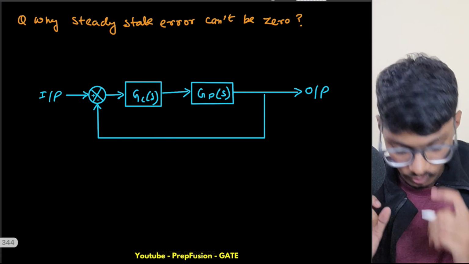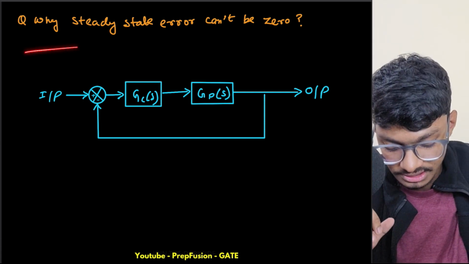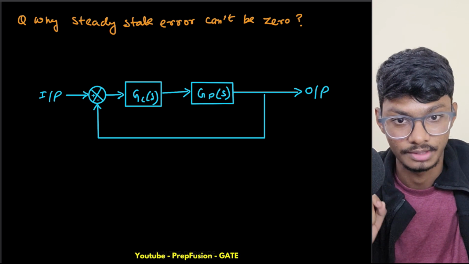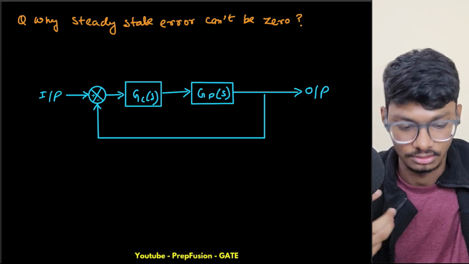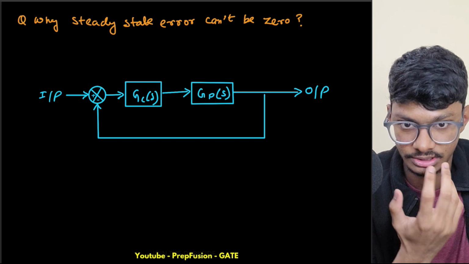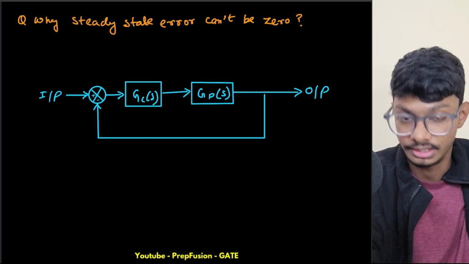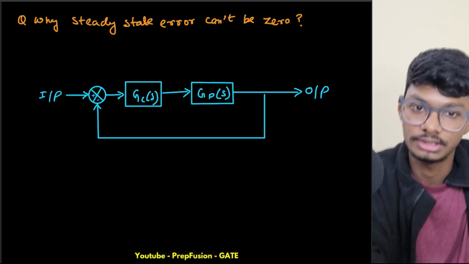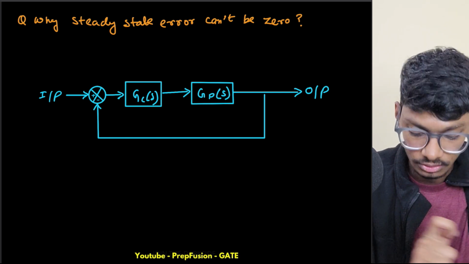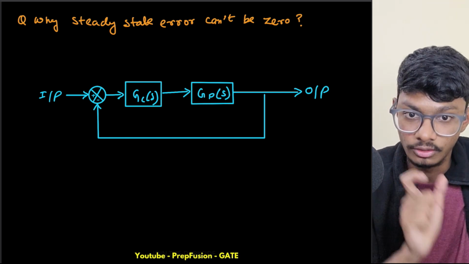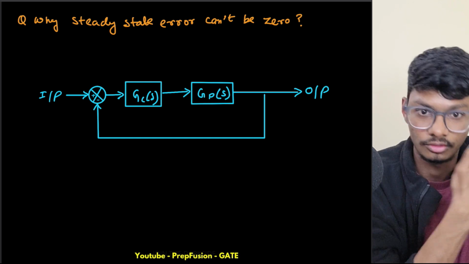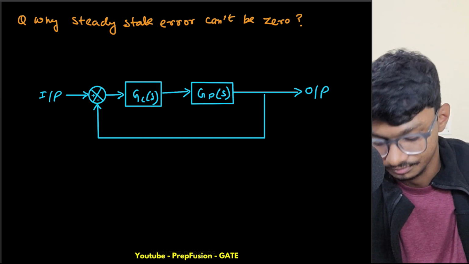Okay, now we'll understand why the steady state error can't be zero with a proportional controller. I haven't told you anything about the steady state error, but I'm telling you from the start itself that the steady state error can't be zero with the proportional controller. Let's first understand intuitively, then we'll understand with, obviously, a mathematical proof.